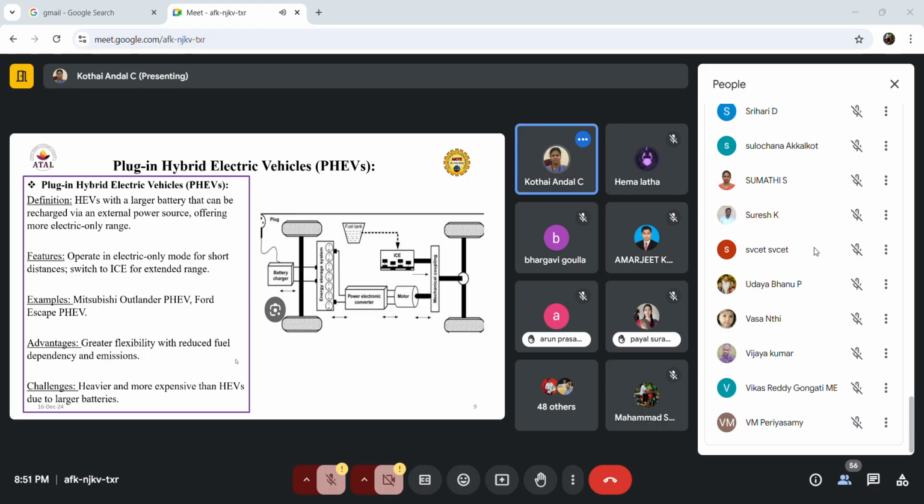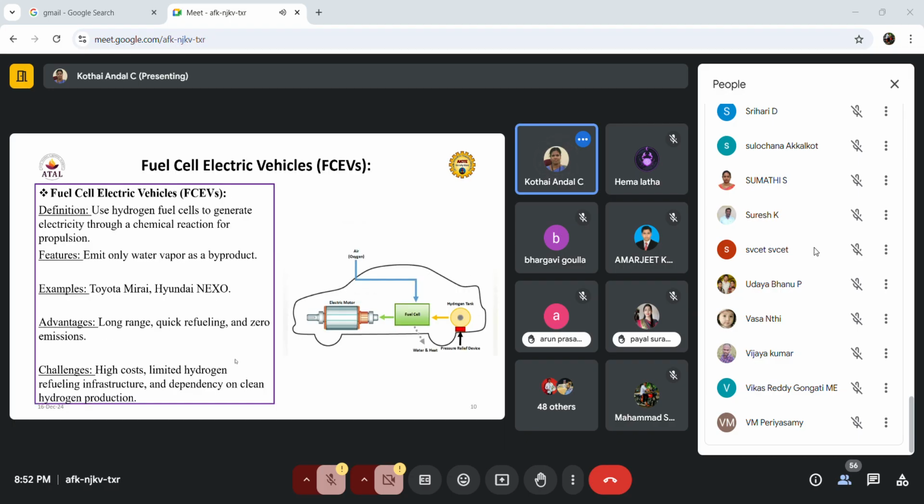Suppose the battery charge is getting down to less than 20%. We know that for good battery maintenance, the SOC level is 20 to 80%, right? So if it is less than 20%, it is better to change the fuel from battery to IC engine. This is the advantage of plug-in hybrid electric vehicles: greater flexibility, with reduced fuel use and emissions, comparatively fewer emissions than pure IC engines.